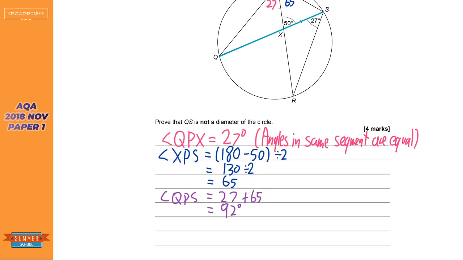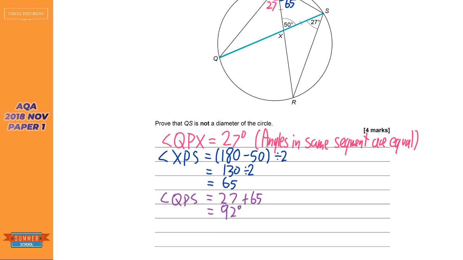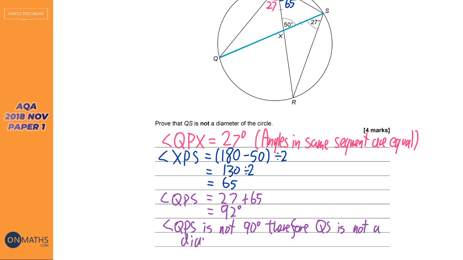Right, the last thing we need to do is just say so angle QPS is not 90 degrees. Therefore, QS is not a diameter.